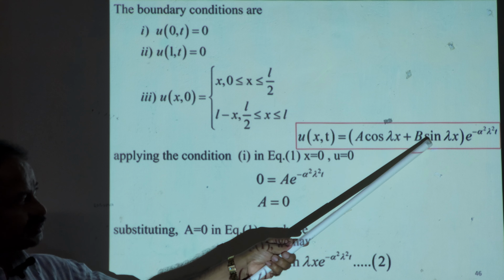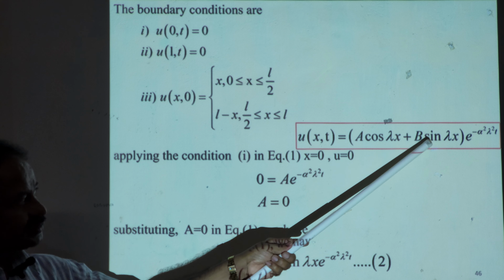Now we will go for the second boundary condition. The second boundary condition is x = L, u = 0. So u equal to 0. Wherever you find x, you have to substitute L. So B sin(lambda L) e to the power minus alpha squared lambda squared t. So this requires sin(lambda L) = 0, which is equal to sin(n pi). B cannot be equal to 0, as we have seen earlier. So lambda L = n pi, lambda = n pi by L. You substitute for lambda, which is equal to n pi by L. So that will give us equation 3.